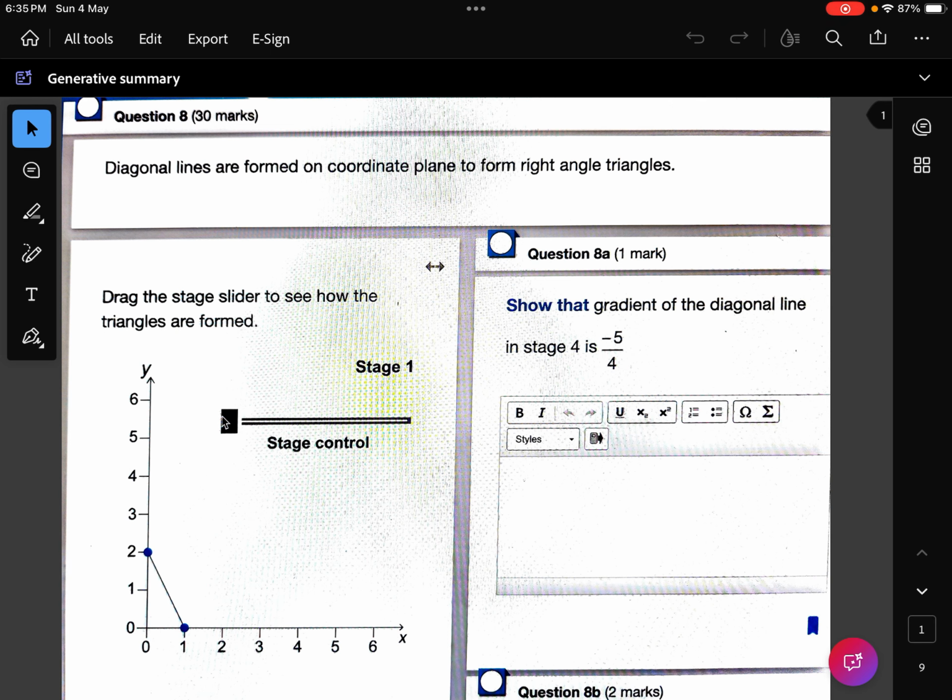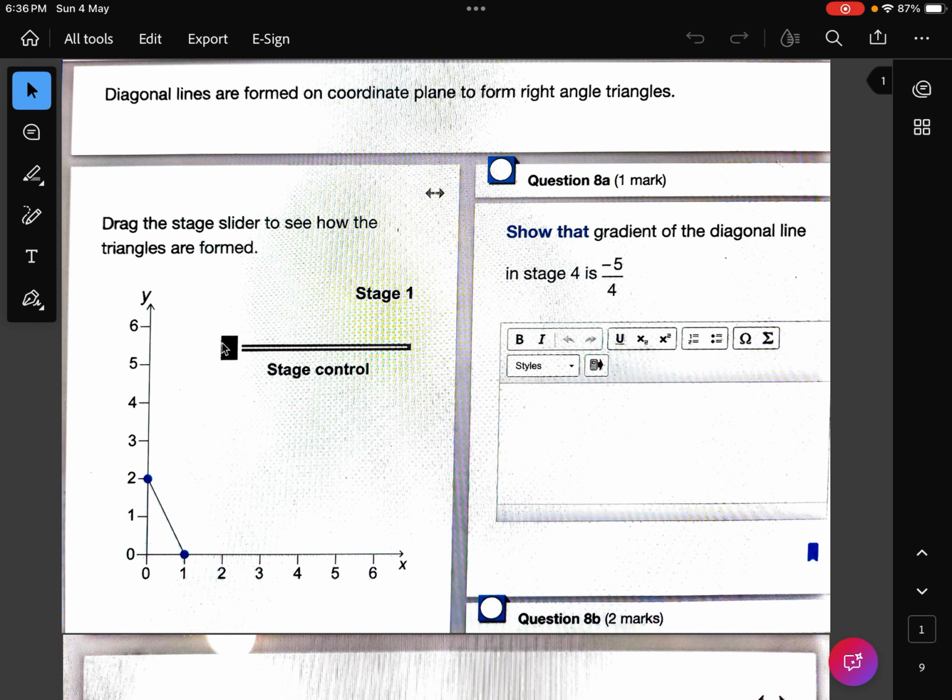So let's look at question 1. It says to show that the gradient of the diagonal line in stage 4 is -5/4. But before we do that, I'm going to show you a few stages.